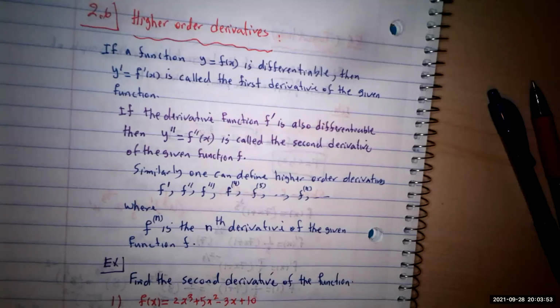Implicitly means there is a y. Go and find it if you can. But sometimes it's not possible to solve. So we want to know how we're going to take care of the derivative of those functions. Okay. So this type of differentiation, they refer to it as implicit differentiation. And that's the idea of the next section, 2.7.